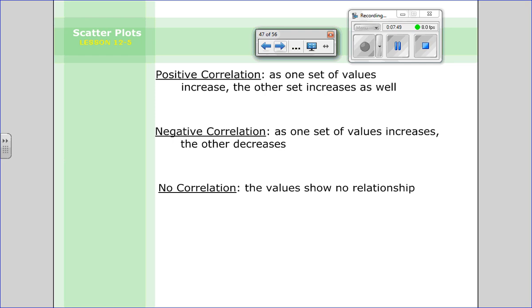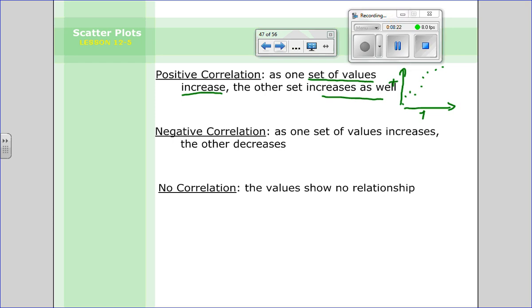Now, when we do these, there's something you can look at, and that's the correlation. That's, again, looking at the trend. So once you're finished plotting all those points, you can determine what type of correlation it is. There's 3: positive, negative, and no correlation. Positive correlation means as one set of values increases, so does the other. So if one is getting bigger and the other one's getting bigger, it's going to look something like this. When that happens, it's considered a positive correlation.